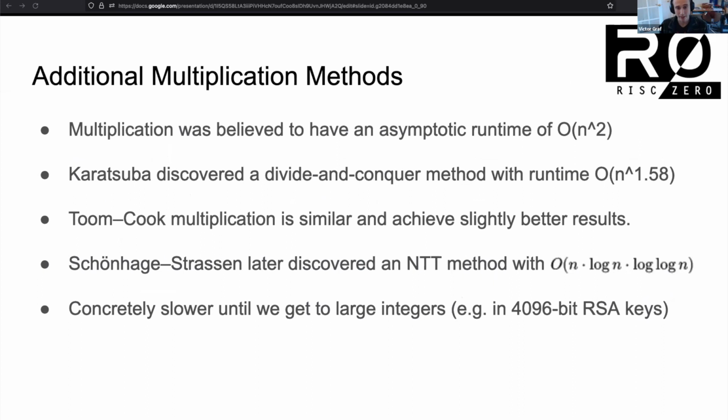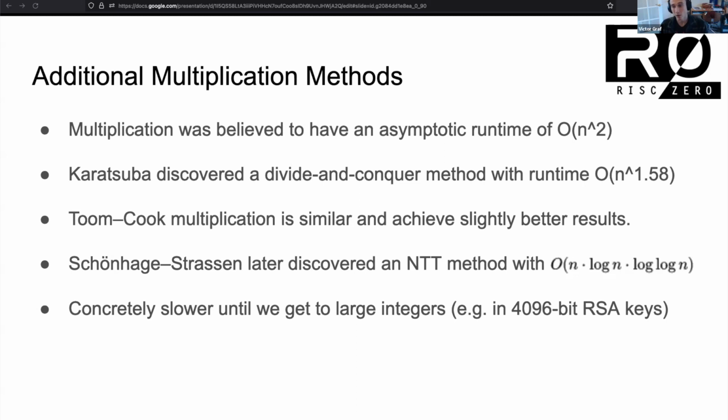However, in 1960, Karatsuba discovered a divide and conquer method that has a runtime of O of n to the log base 2 of 3, so about 1.58, which is better than O of n squared. After that, Toom-Cook created a similar but improved version of this method. And later still, some folks discovered NTT-based methods for multiplication, which have even better asymptotic runtime.